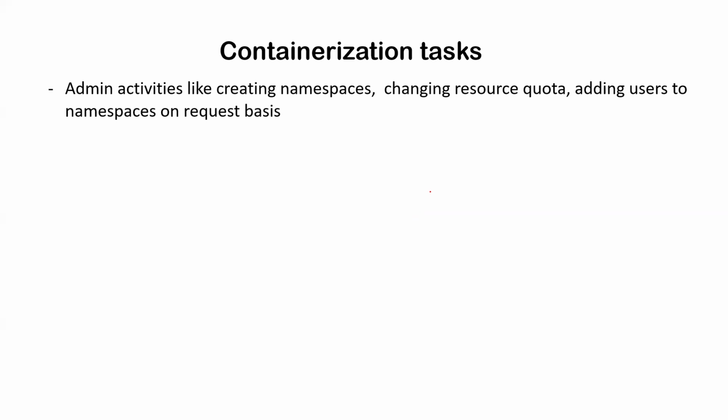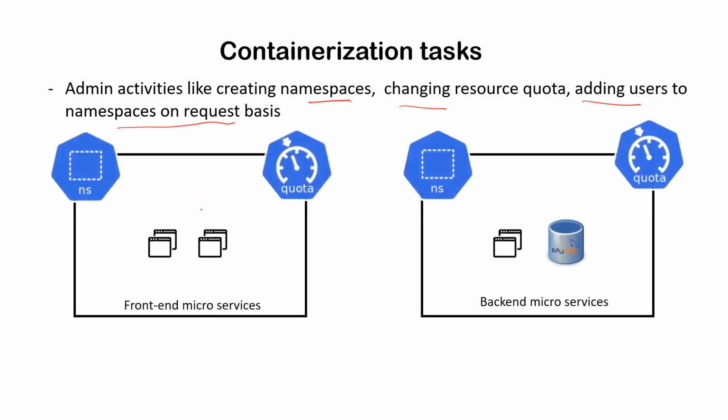Coming to the next task that I worked on in Kubernetes, these are Kubernetes admin tasks like creating a namespace, modifying the resource quota, and adding users to the namespace on a request basis. In any project, no application will be deployed onto the default namespace. Every project will have a different strategy, like one namespace per microservice, or similar services in a single namespace. So the strategy differs from project to project. In our case, each microservice application was deployed in its own namespace.